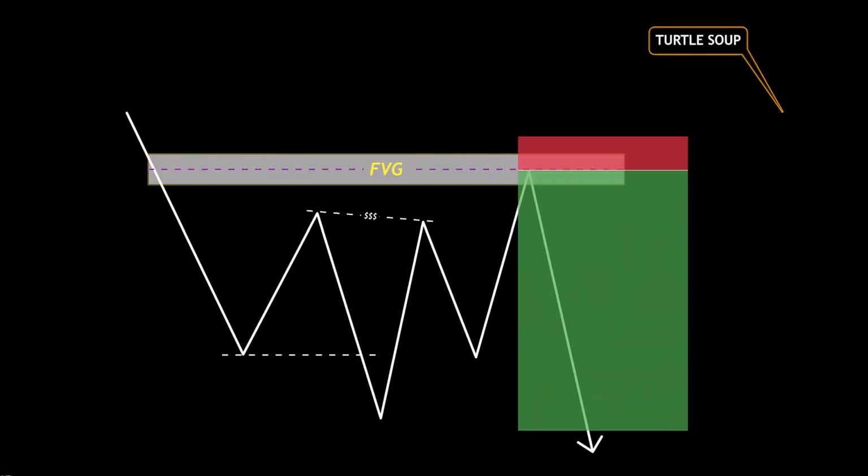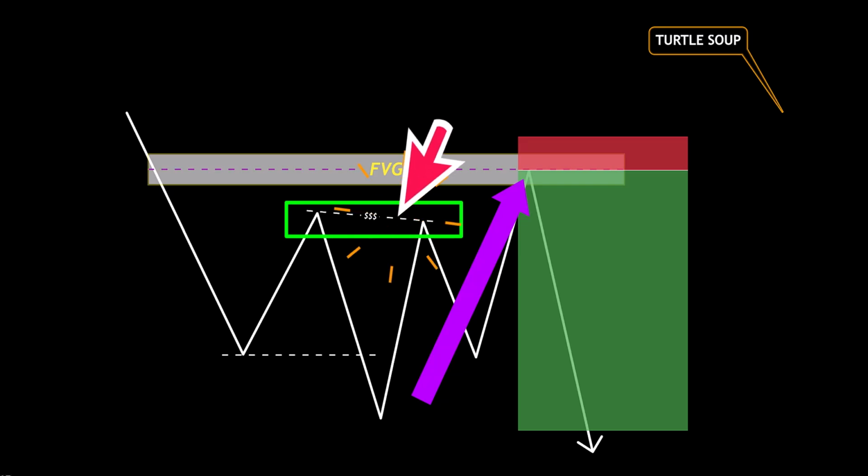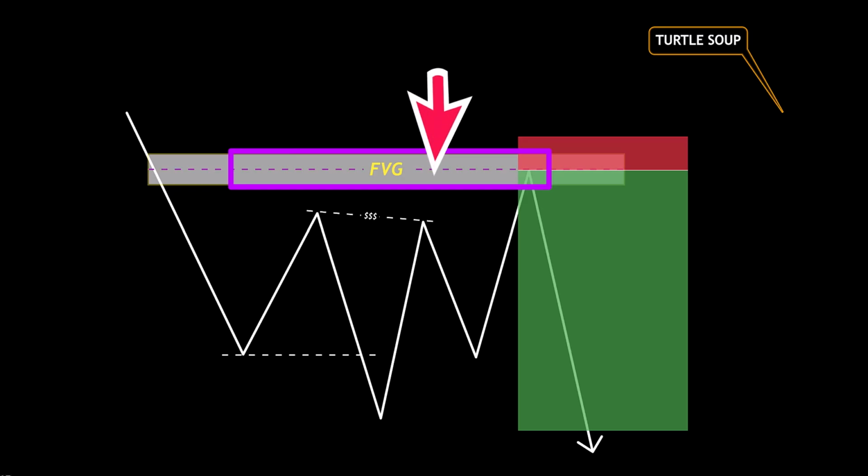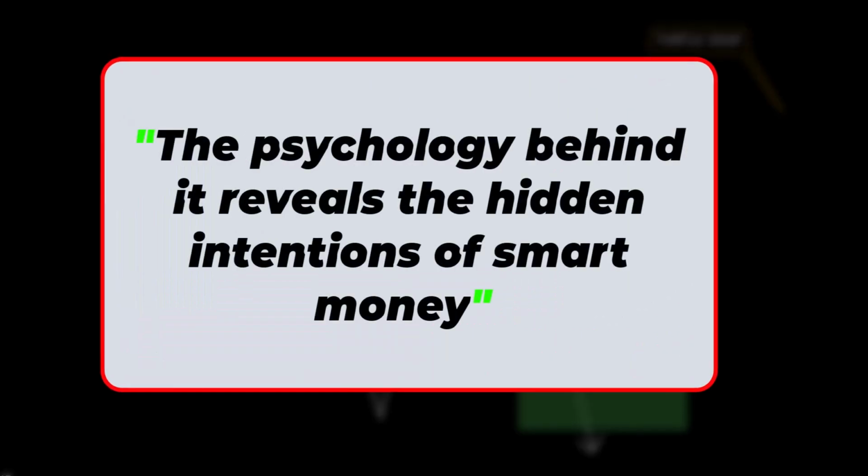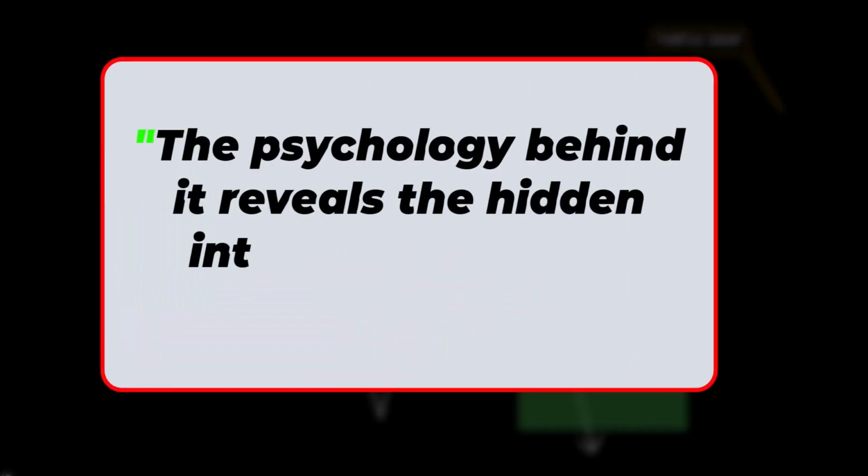On the flip side, a bearish turtle soup forms when price sweeps above a recent high or multiple highs, tapping into buy-side liquidity, while aligning just beneath a bearish fair value gap. But here's where it gets really interesting. The psychology behind it reveals the hidden intentions of smart money.